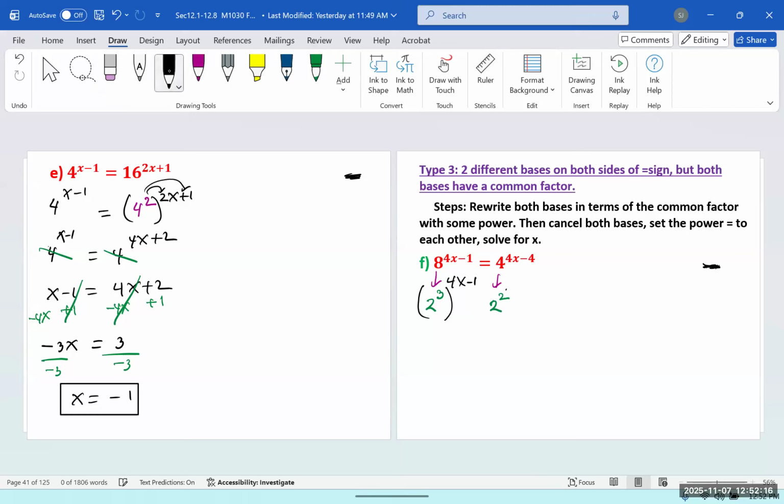4x minus 1. So only the bases are different, and we do the same thing we did before.